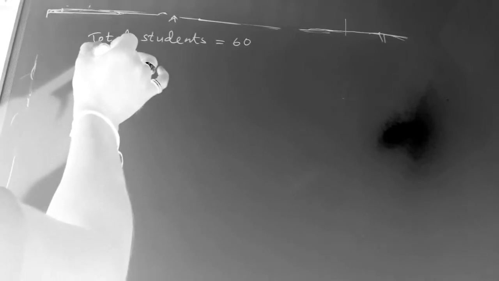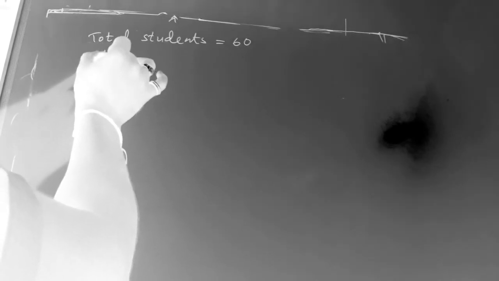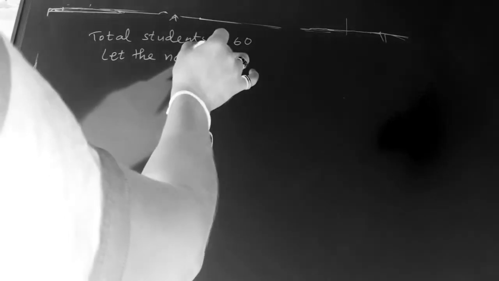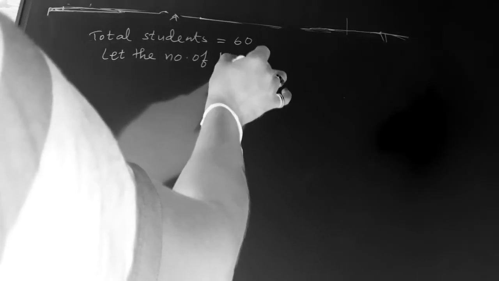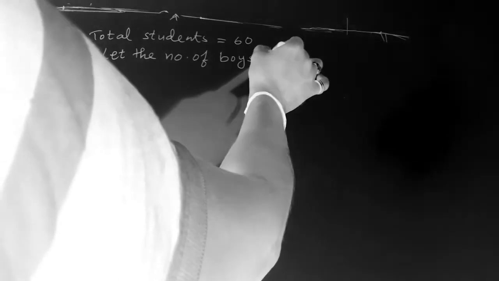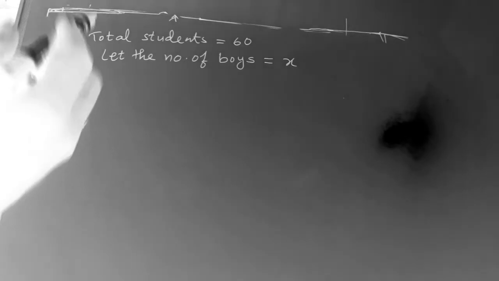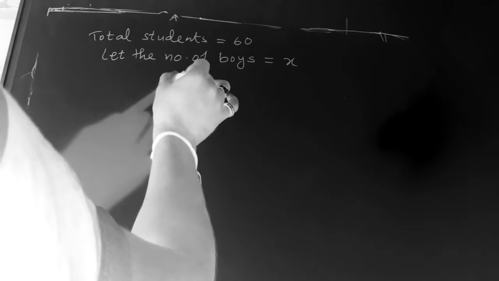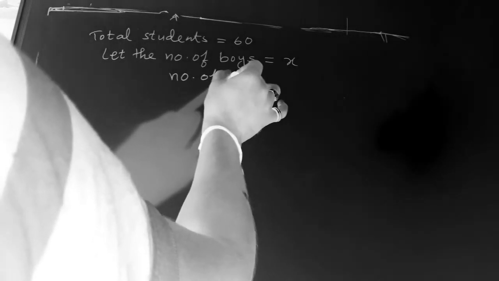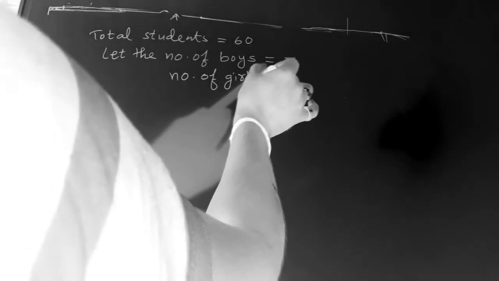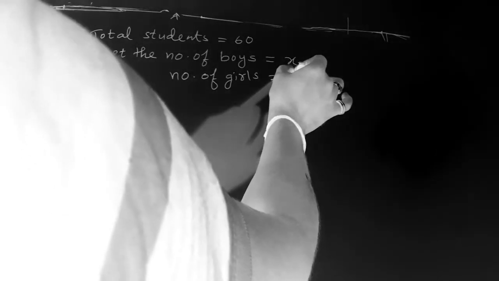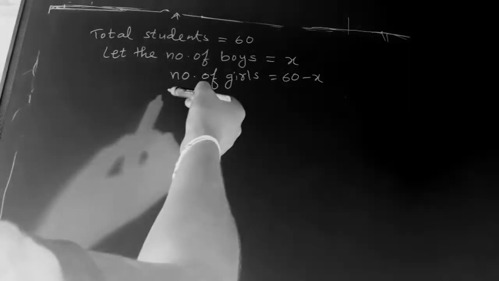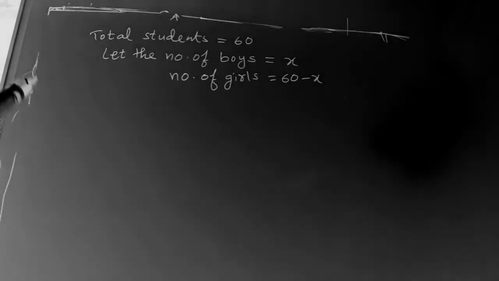First, let the number of boys in the classroom be x. So there are x boys. Now the number of girls is 60 minus x. If you subtract boys from the total class, you will get the number of girls, which is 60 minus x.